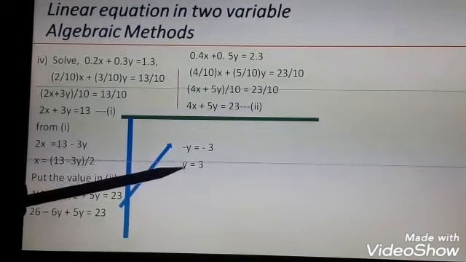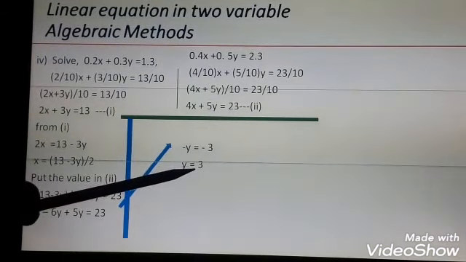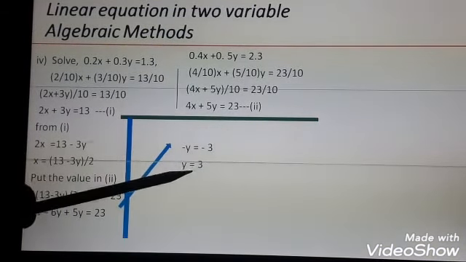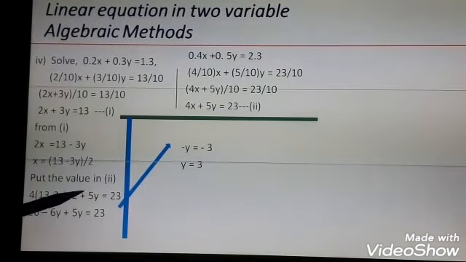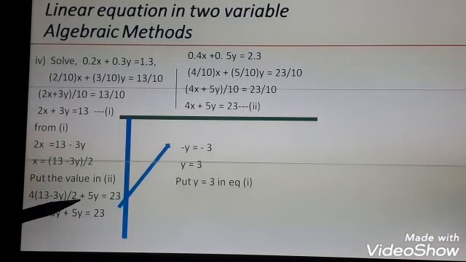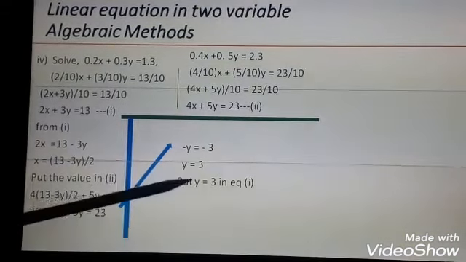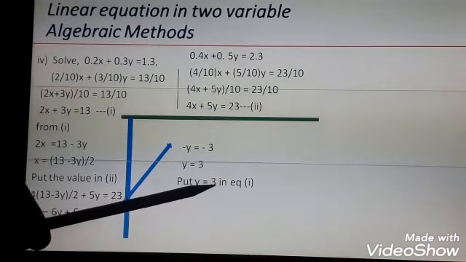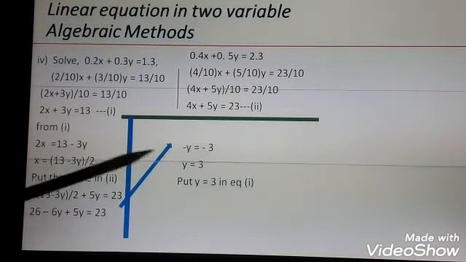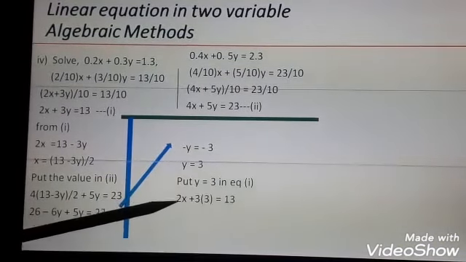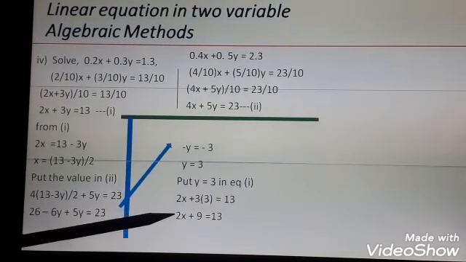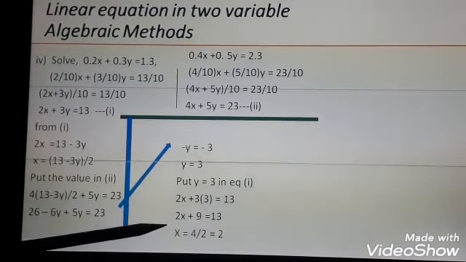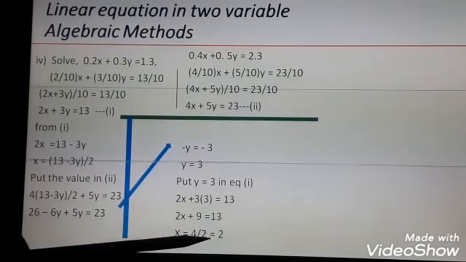So y comes out to be 3. Now put this value y equal to 3 in any of the equations, first or second. It is your choice. So let's put the value in the first equation. In place of y, you substitute 3. So the expression becomes 2x plus 3 into 3 equal to 13. So 2x plus 9 equal to 13. So x comes out to be 2.